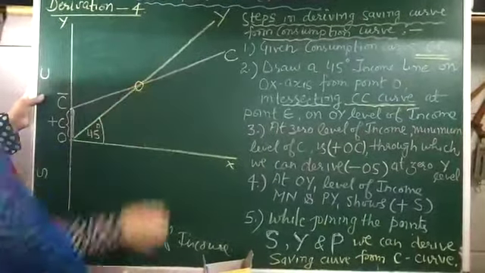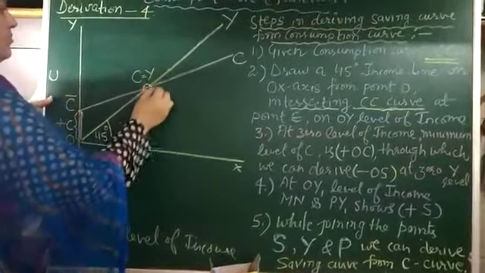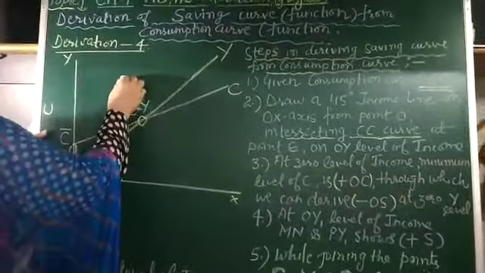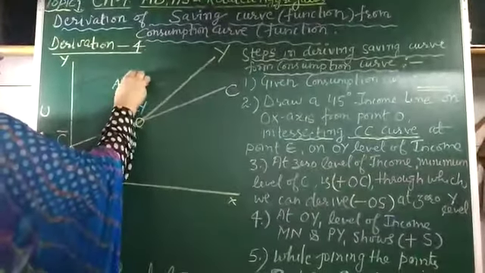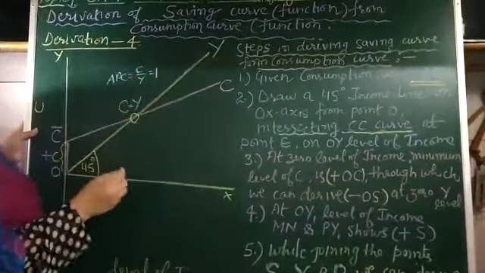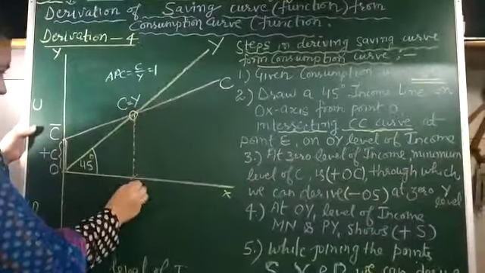And this is the intersection point of income or consumption. Means here all the income will be consumed. It means the value of APC is equal to C upon Y is equal to 1. And this will be the level of income Y.